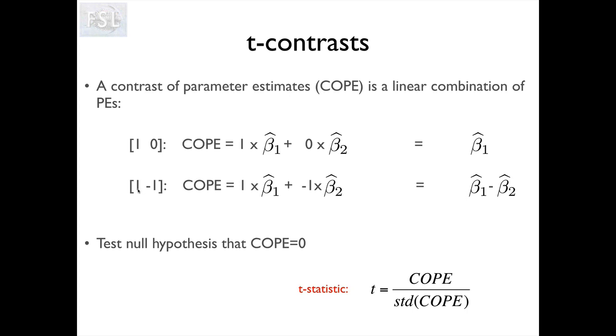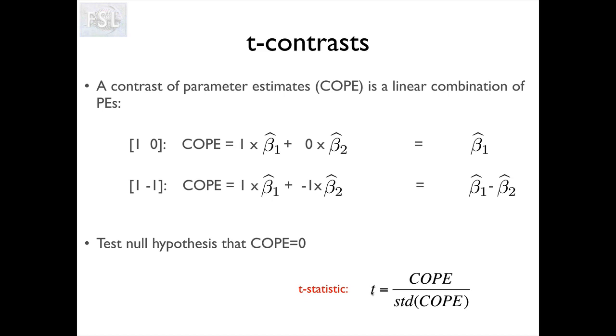Or it could look like this, 1 and minus 1: simply 1 times our estimate of beta 1 plus minus 1, i.e. minus 1 times our estimate of beta 2. And what we're asking there is, is there a difference between beta 1 and beta 2 in this particular voxel? Because if they are different, then this subtraction is going to be different from 0. And what we're answering there is, is this a voxel that is more interested in word generation than it is in word shadowing? And this we can use to create a t-statistic.